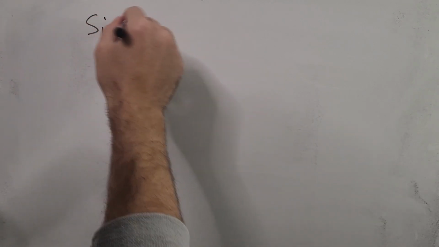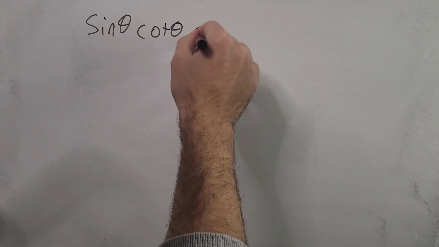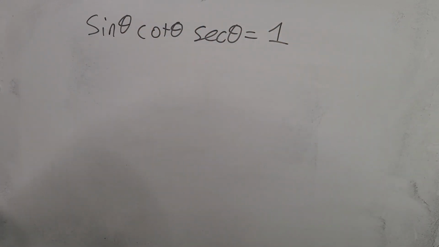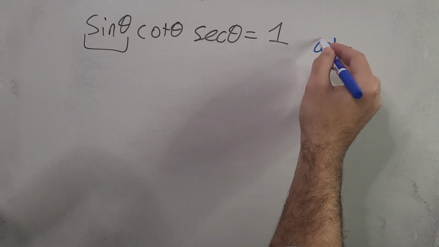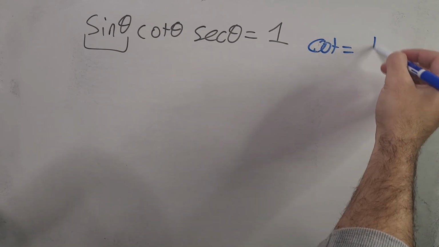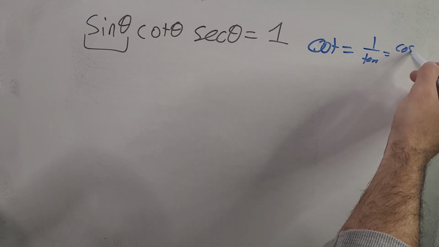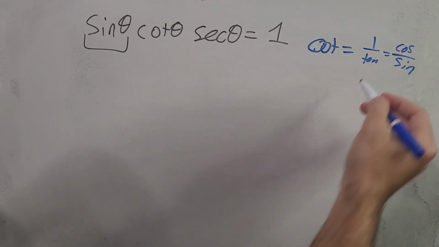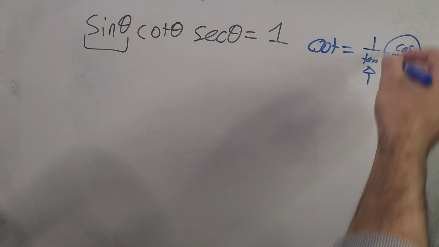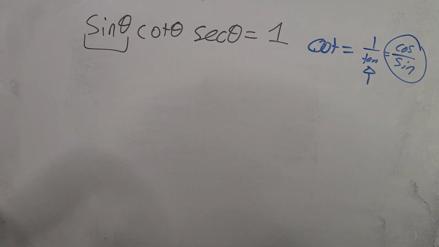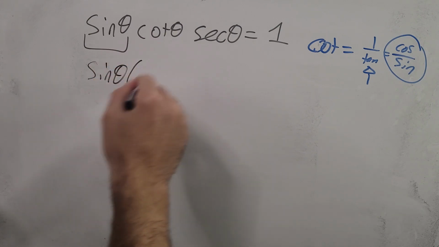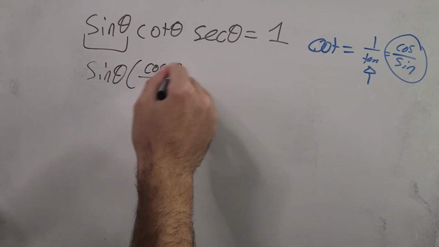We have, let's do sine theta cotangent theta secant theta equals 1. Okay, there's a lot going on, but don't get overwhelmed. We know that we want to try to convert these things into sine and cosine. We're good with the first term, but however, cotangent, I'm sorry, it's COT, is 1 over tangent or cosine over sine, right? Let's go ahead and skip the 1 over tangent and let's just plug in the cosine over sine. So we'll have sine theta times cosine over sine.